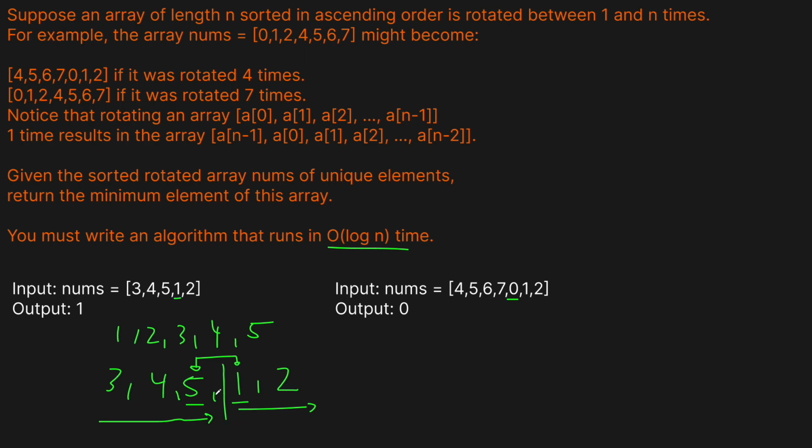So basically, identifying those points will help us find the minimum because it's going to happen around one of those points, right? When we go from a large element to a small element, we know that that small element has to be that minimum value. So we're basically looking for the point where this drop off happens.